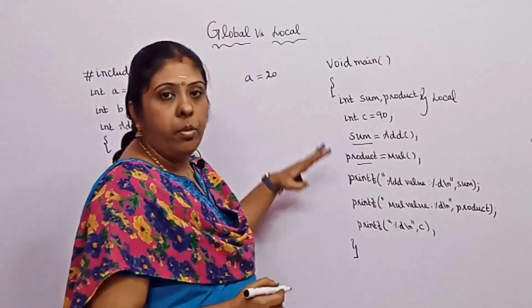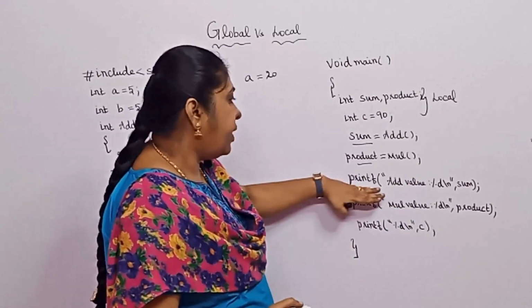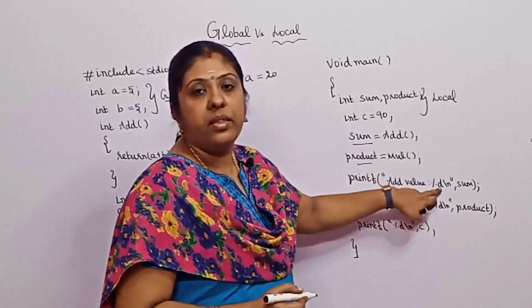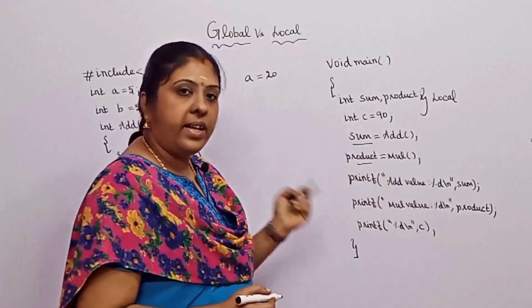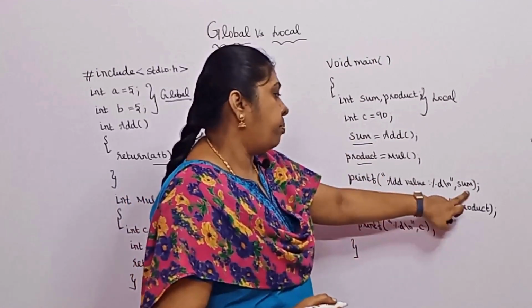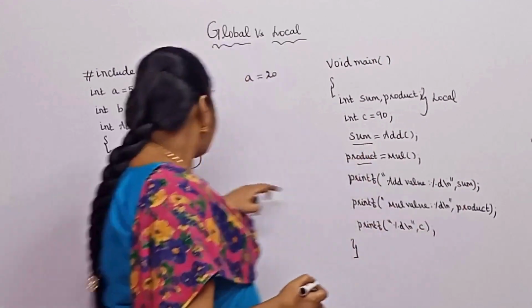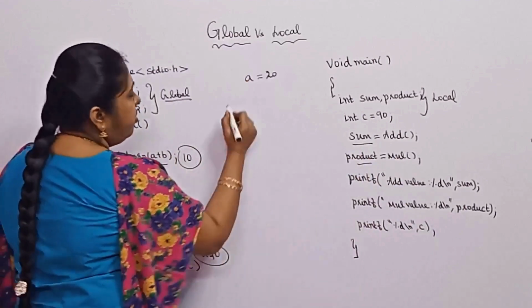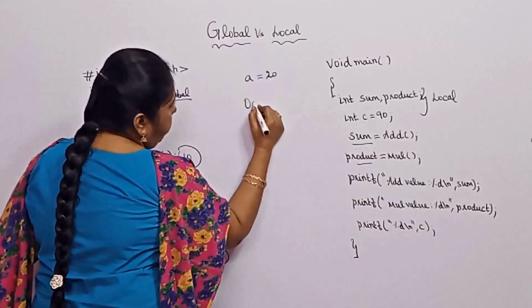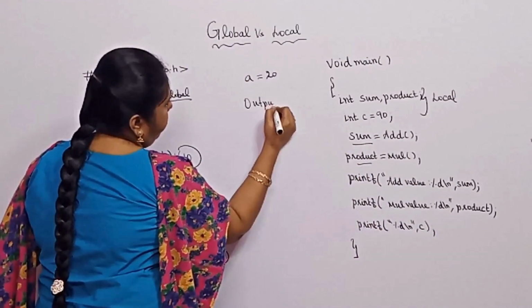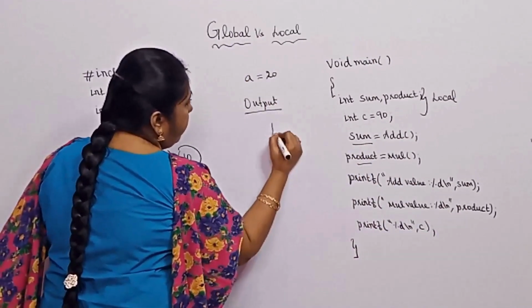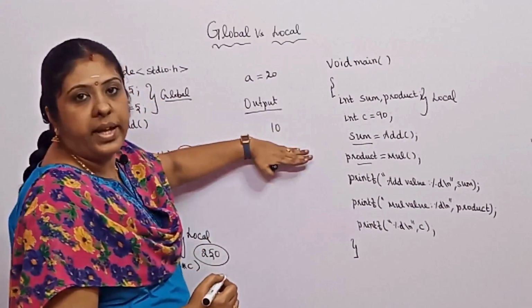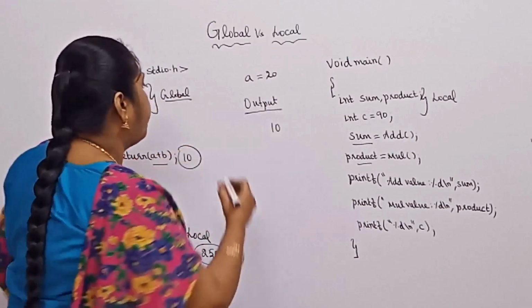Again, we are going to print all those values. Printf of add value, percentage d, the format specifier for the integer data type, and then sum. What is the value of the sum? We have found 10. So for the sum value, the output will be printed as add value: 10. This is the output.